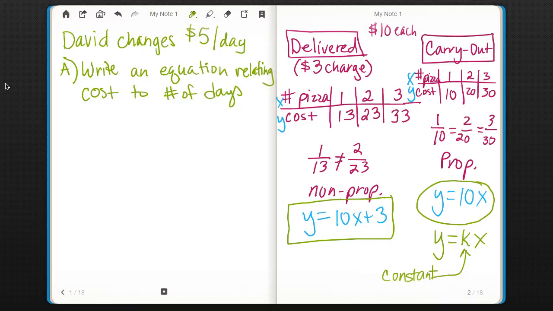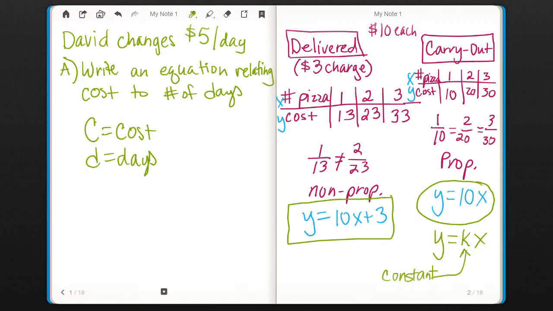And with these word problems, when it's a real situation, I'd like you to try to use variables other than x and y. Now, we used x and y in the pizza because that was kind of our first one. But let's do C for cost. We'll do D for number of days. And I want you to try to write down an equation using C and D. Relate those using that information at the top that he charges $5 a day. So see if you can write an equation.